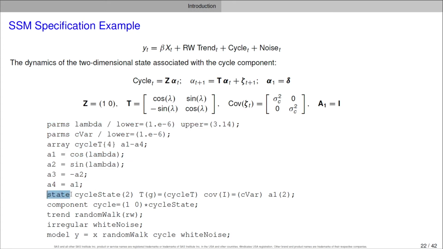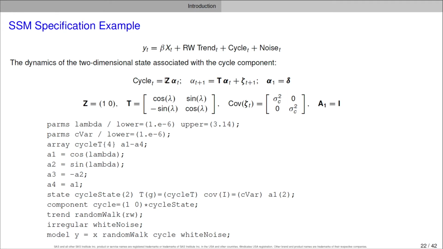Now the state statement actually defines the transition equation of this cycle component. The state statement says consider a state section called cycle state, and this state section is of dimension 2. Its transition matrix is of general shape, signified by G, and its elements are given by the array cycle T. Similarly, the disturbance covariance is of identity type multiplied by a variable C bar in this case. The initial condition is specified as A12, which in this case means it's an identity matrix of size 2.